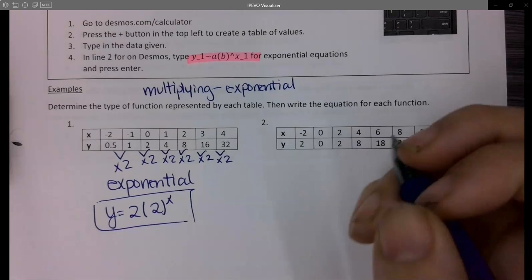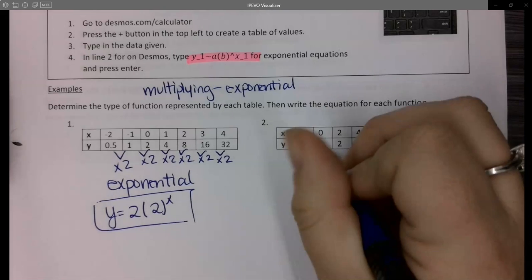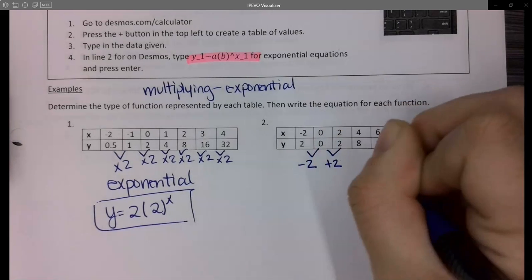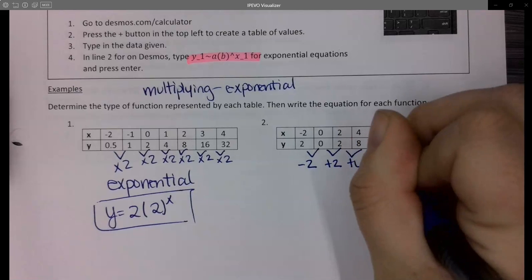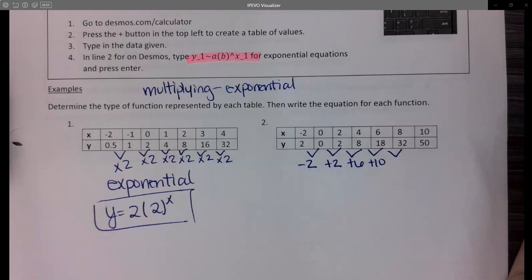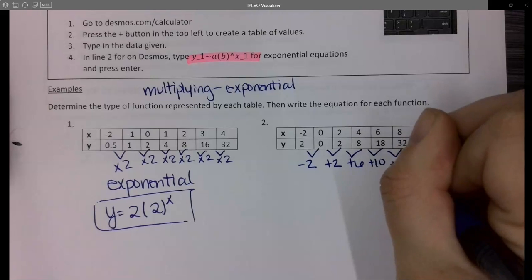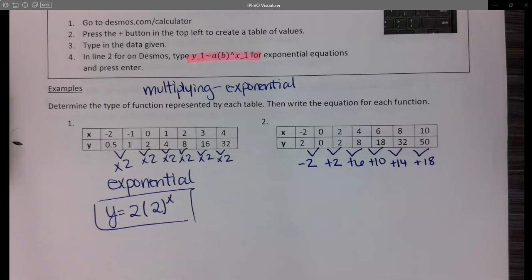So I'm going to see if there's an adding pattern. To go from 2 to 0, I subtract 2. To go from 0 to 2, I add 2. 2 to 8: what do I have to add? 6. 8 to 18. 18 to 34. It's 14. It's okay. 32 to 50: 18. So I don't have a pattern in the first row.